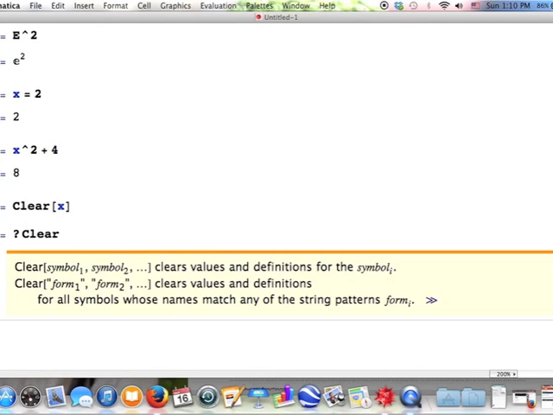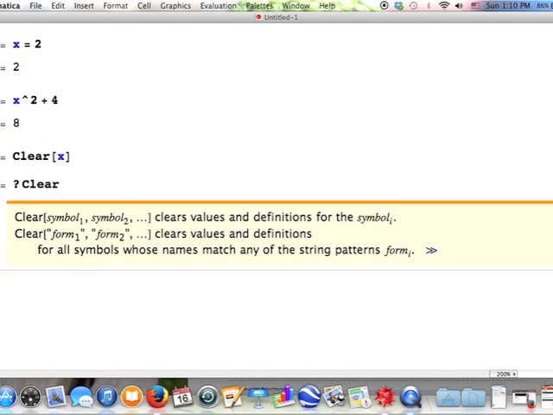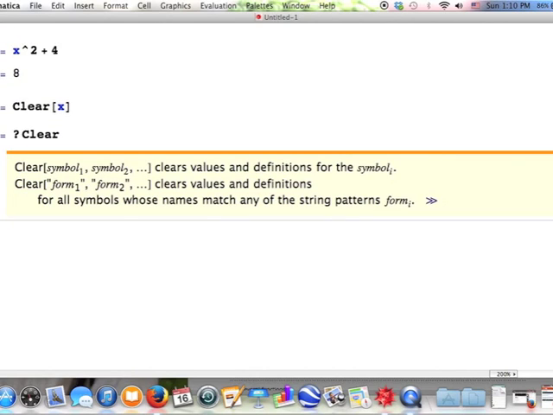If you want to create your own function, that is a bit more complicated. But to do that, first you want to know what is the name of your function. Say you want your function to be little f.